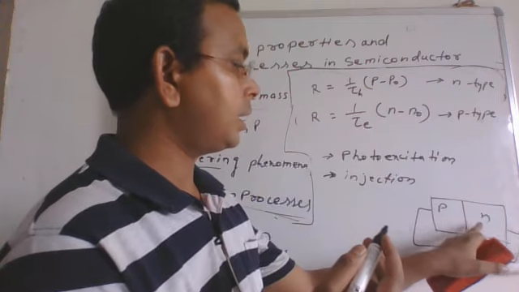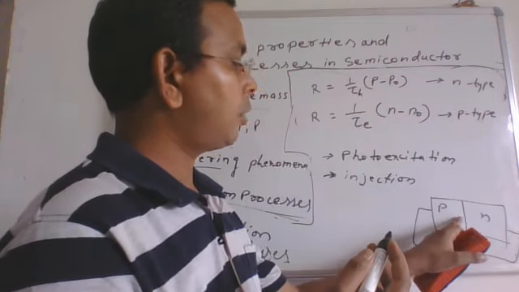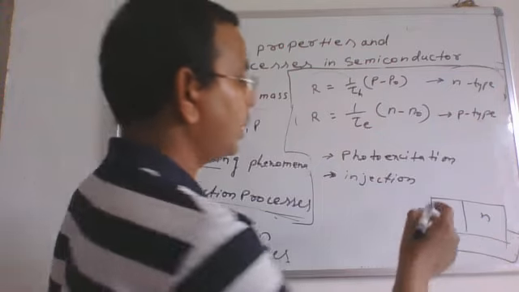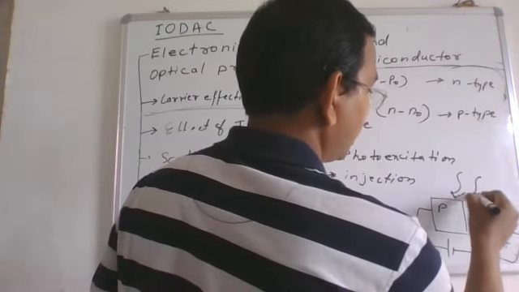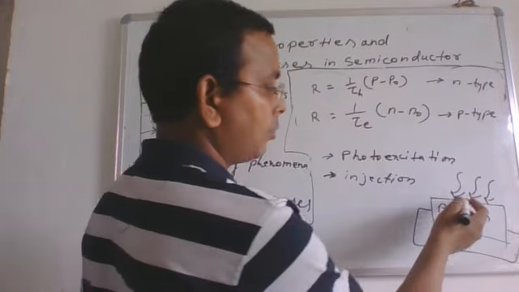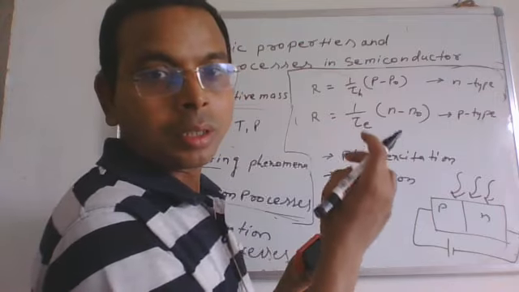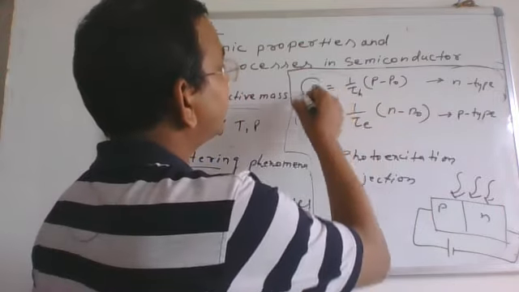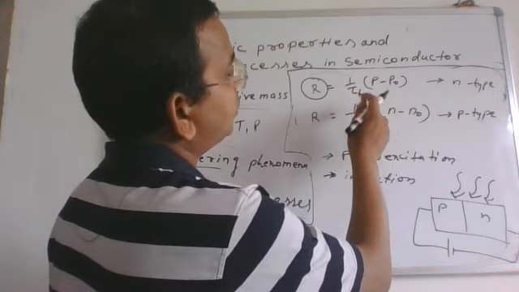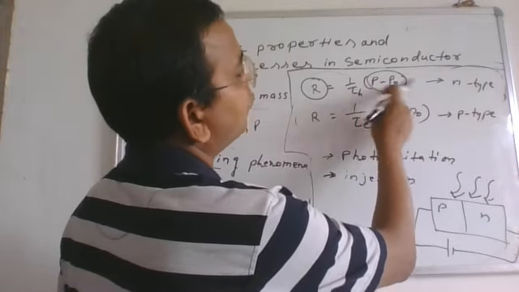So if there is a p-n junction, we forward bias it and inject minority carriers from the p to the n side, and if we shine light on this, again there will be some injection of minority carriers within this region. Because of these minority carriers, there will be electron-hole recombination. So the recombination rate depends on the minority carrier concentration. So this is the excess of minority carriers.